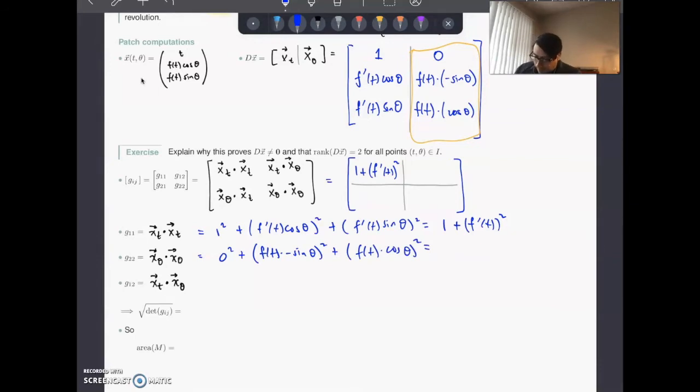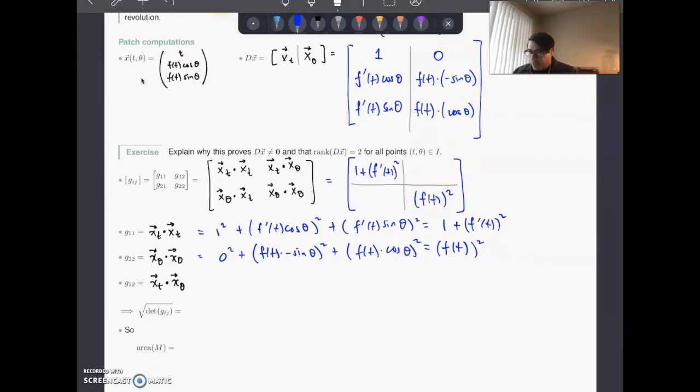And it does. We're going to get f of t squared. So that is theta theta, so that's going to go in this component down here. So it's f of t squared. Alright, cool.